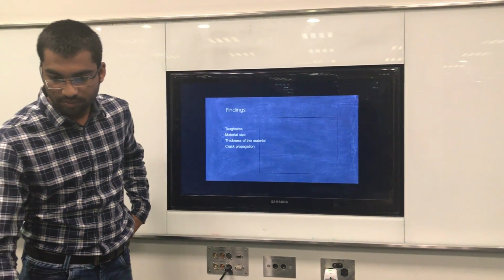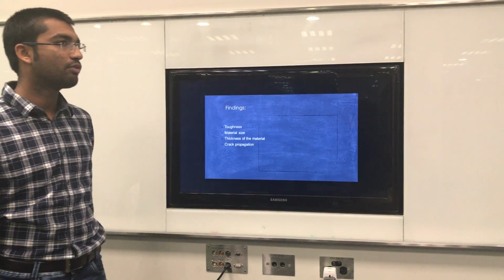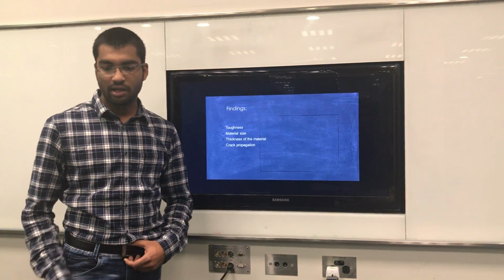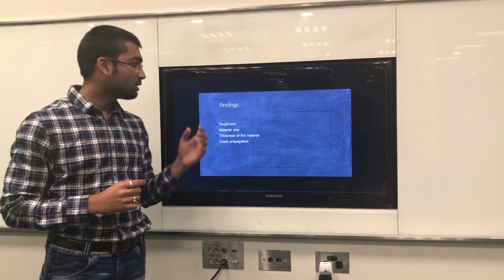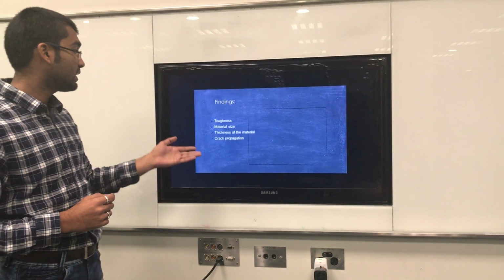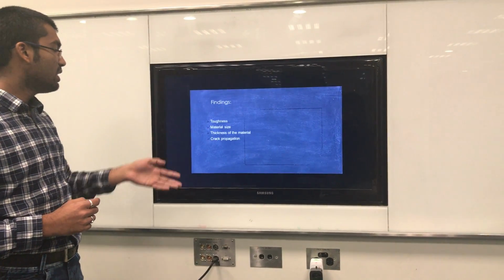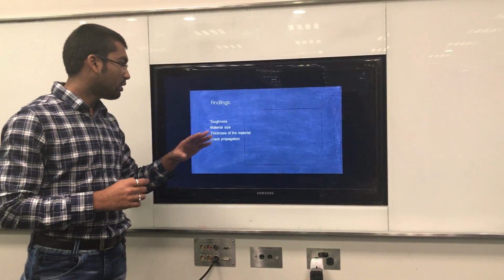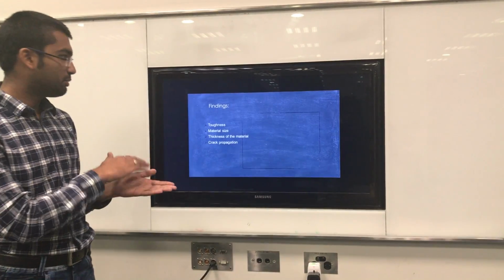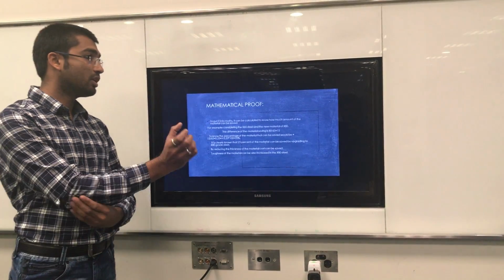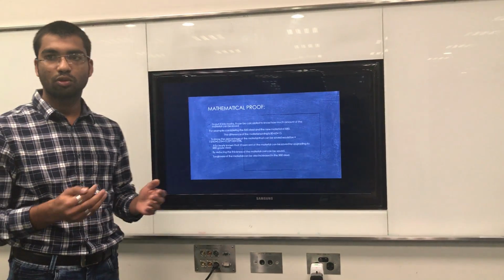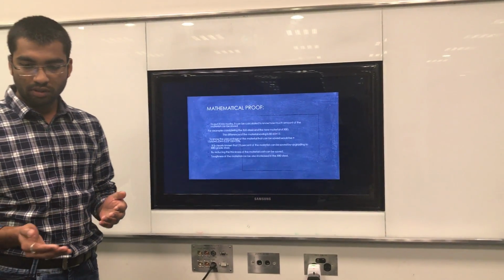In my experiment, going through a few journals, I found that toughness is very important, as are the material size, the thickness of the material and crack propagation. Because of all these defects in the previous materials, my X80 has shown clear indications that it has good strength.